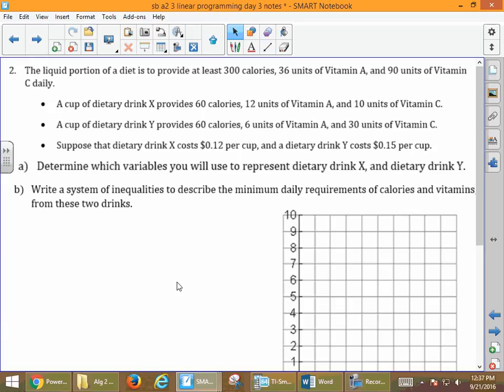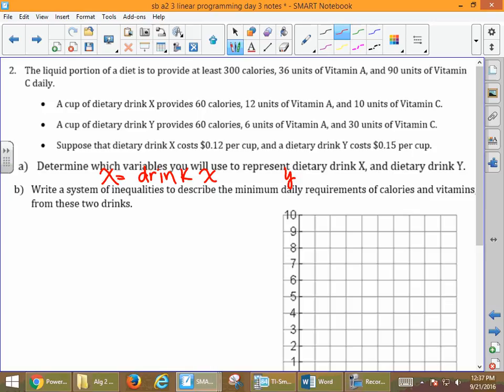Determine which variables you will use to represent dietary drink X and dietary drink Y. And since we were so creative in making this, I know that you'll have trouble understanding, I say sarcastically, that X is going to be drink X and Y is going to be drink Y. And what we need to decide now to write our system of inequalities is, what do we have going on here?